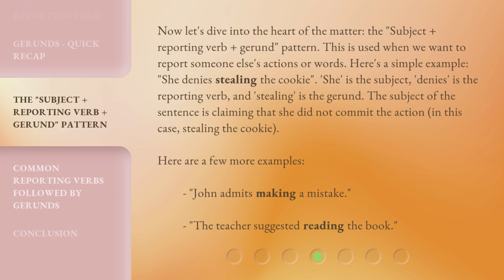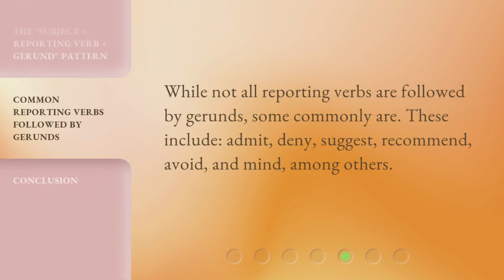Here are a few more examples. John admits making a mistake. The teacher suggested reading the book. While not all reporting verbs are followed by gerunds, some commonly are. These include admit, deny, suggest, recommend, avoid, and mind, among others.